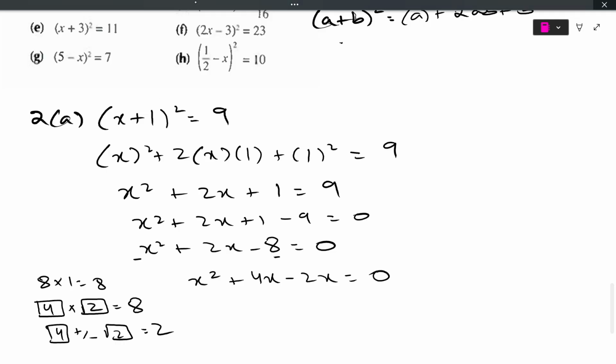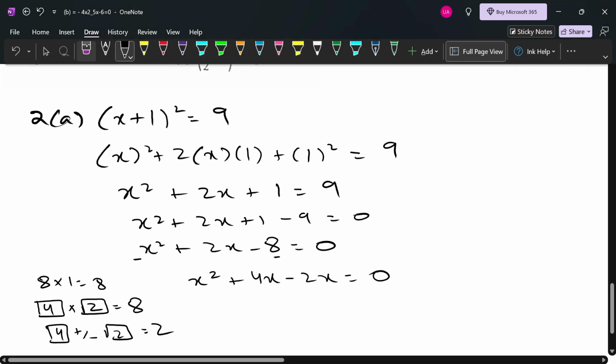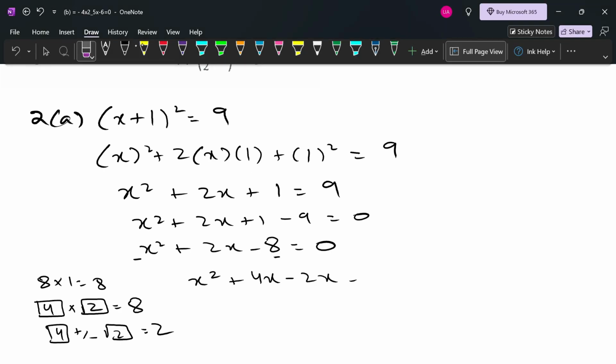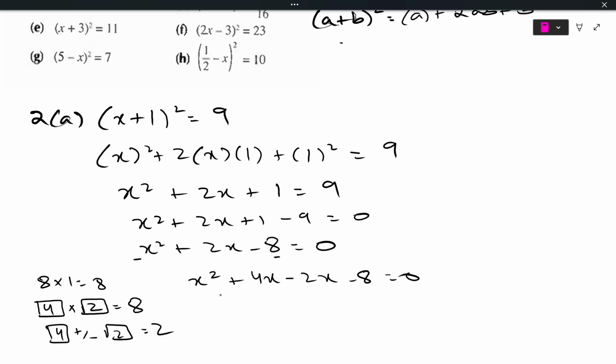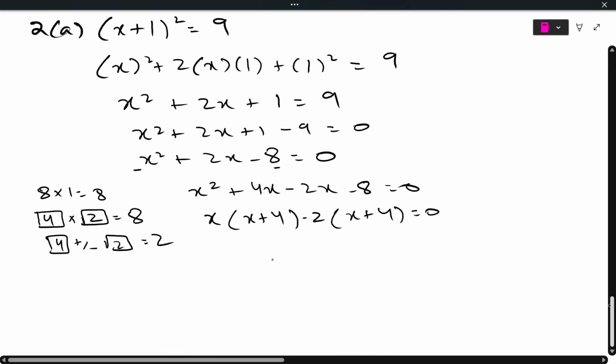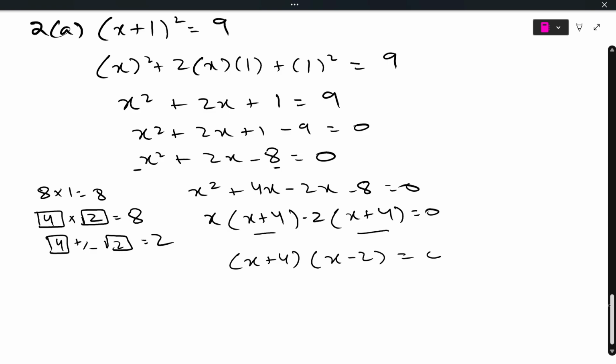Okay, wait, I forgot to put the minus 8. Let me erase it and put minus 8 over here. So x square plus 4x minus 2x minus 8 is equals to 0. Now I'm going to take common in x square plus 4x, so that's going to be x plus 4, and in these two if I take common, it's going to be minus 2 times x plus 4. You can see both of my brackets are same, x plus 4 and x plus 4. So therefore I know I am going in the right direction. So I'm going to take x plus 4 as common and x minus 2 as common. They both are equal to 0.